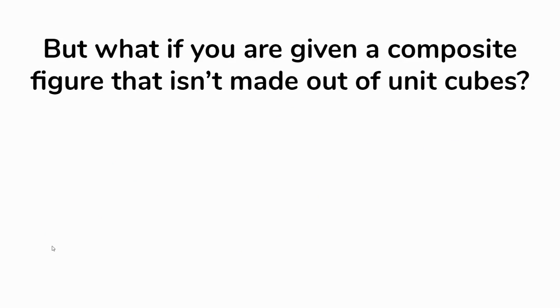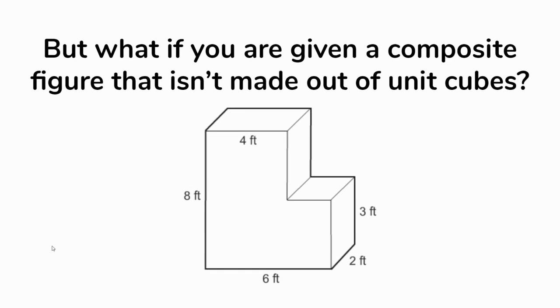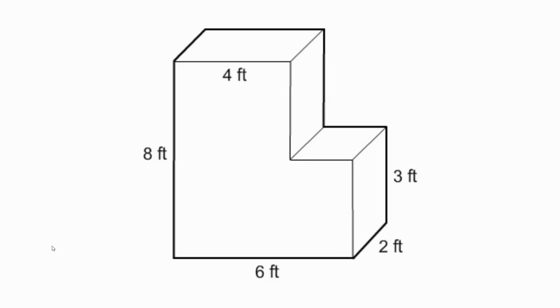But what if we're given a composite figure that isn't made out of unit cubes? So again, there aren't any cubes for us to count. There aren't any layers, but we can still do the same strategy. The first thing we're going to do with this one is try to divide the prism. You can see I just put a line there to split them up.